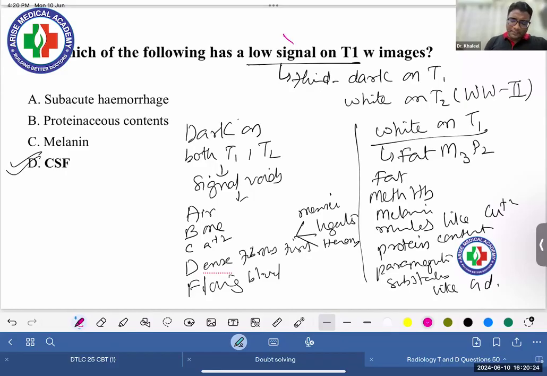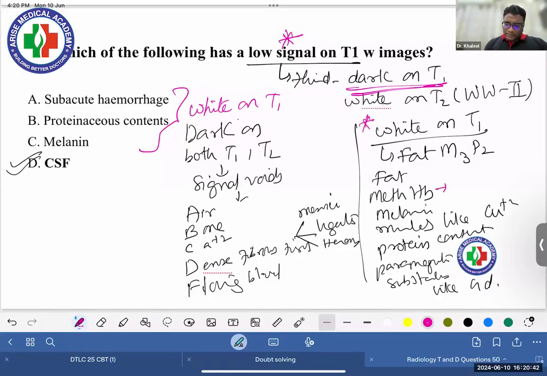So he's asking a simple thing. Low on T1, dark on T1. What is dark on T1? Low on T1 means dark on T1. So fluid or CSF will be dark on T1. You know how to differentiate T1, T2 images. Simple question. All of these three are white on T1. Right? All of them are white on T1.